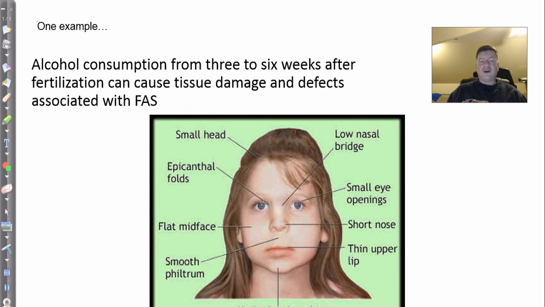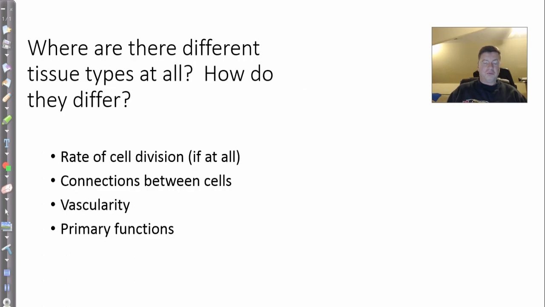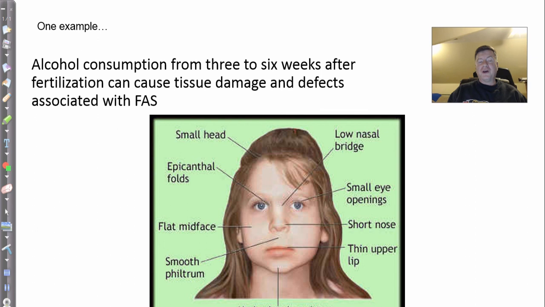In this case, alcohol damages particularly nervous tissue, so that children are usually born with FAS who have cognitive abnormalities. They tend to have issues related to ability to think. They may have some behavioral disorders because alcohol damaged the nervous tissue way back, even at 3 to 6 weeks.